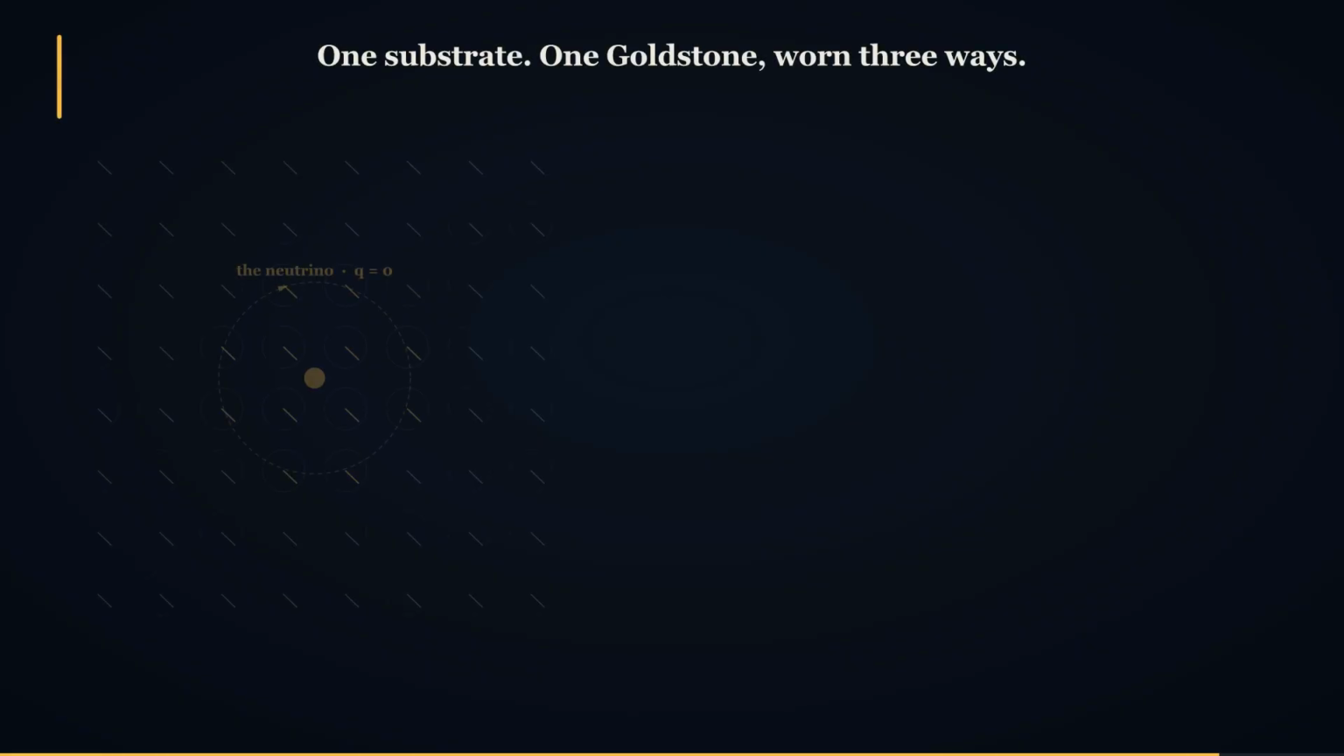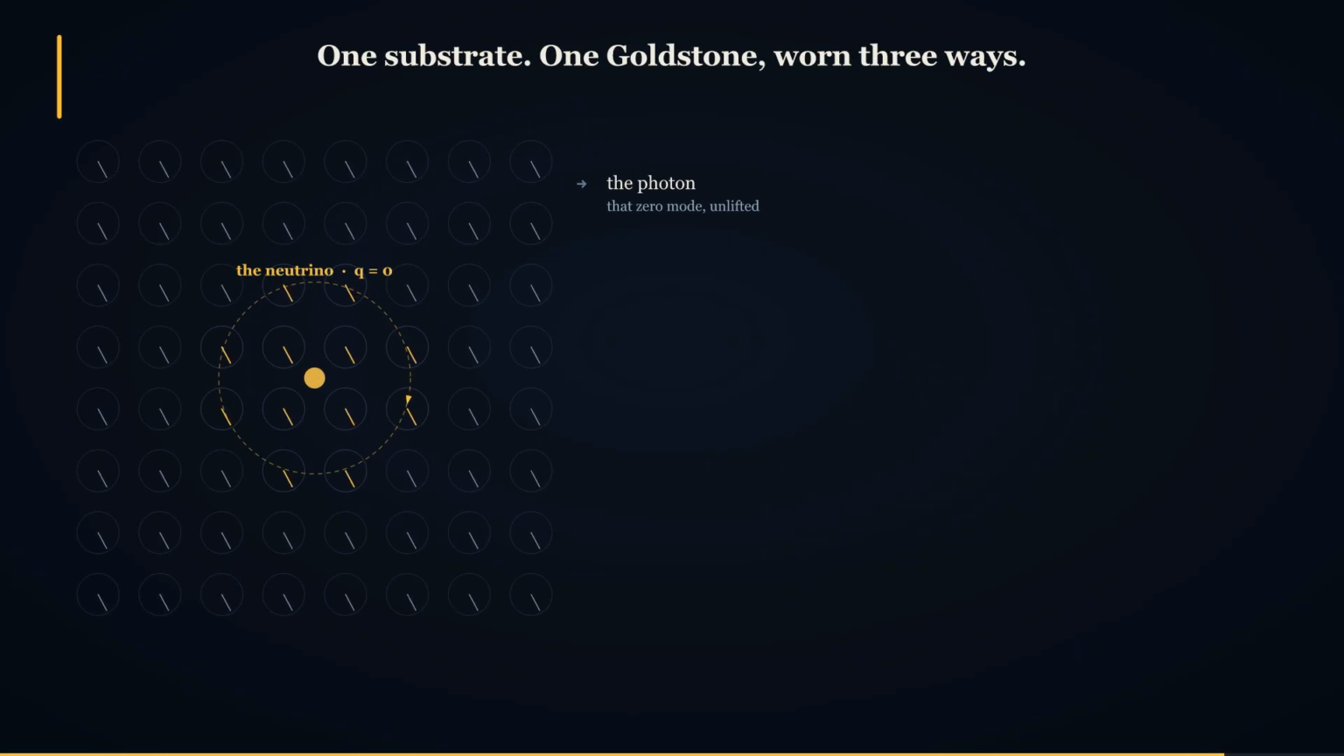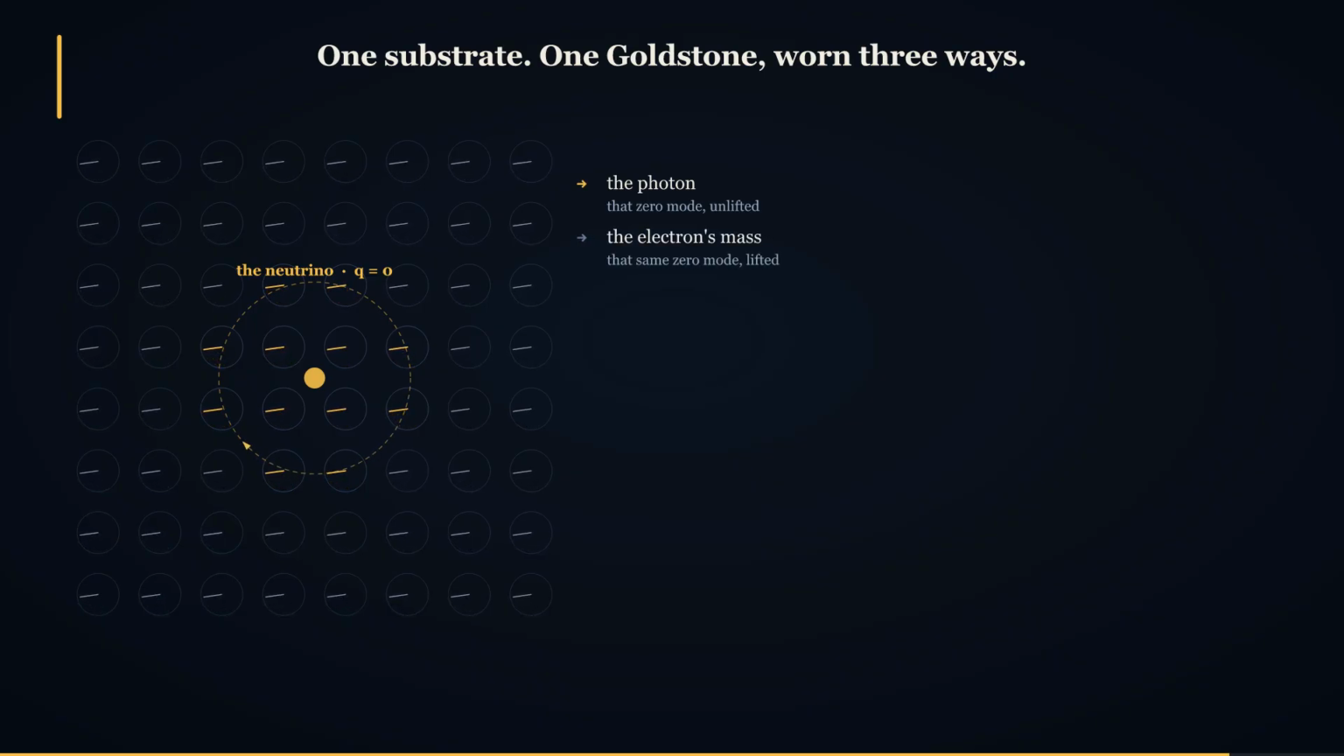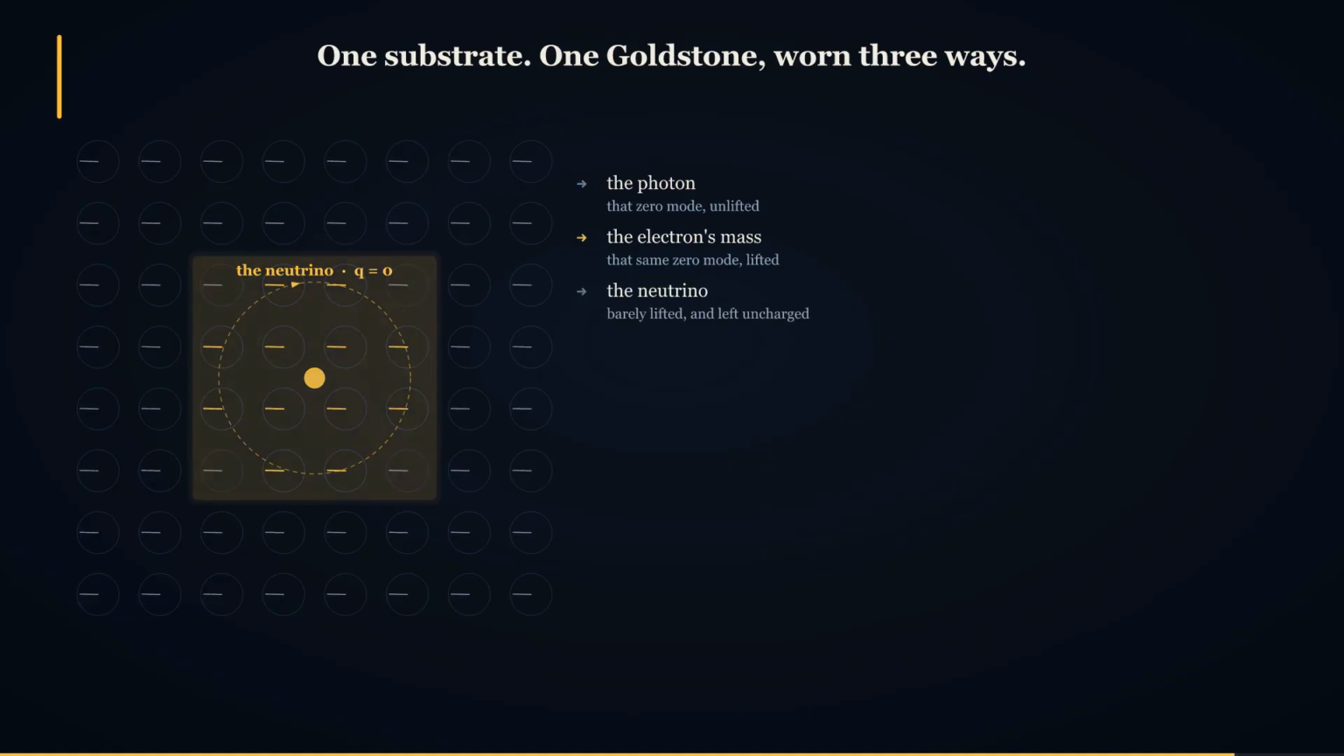The motif, one last time, one substrate, one gold stone worn 3 ways. The photon is that zero mode, unlifted. The electron's mass is that same zero mode, lifted. And the neutrino is that zero mode, barely lifted and left uncharged.